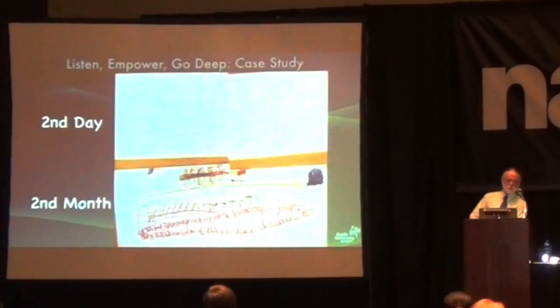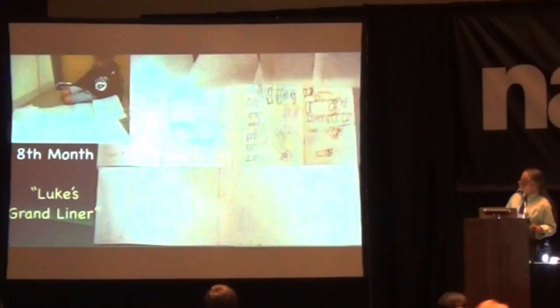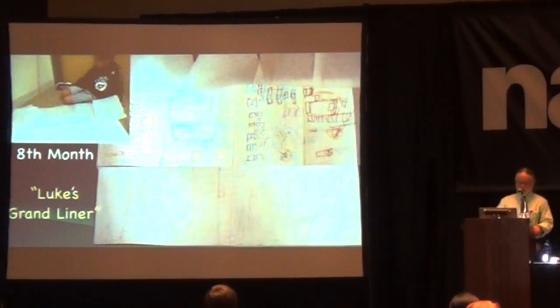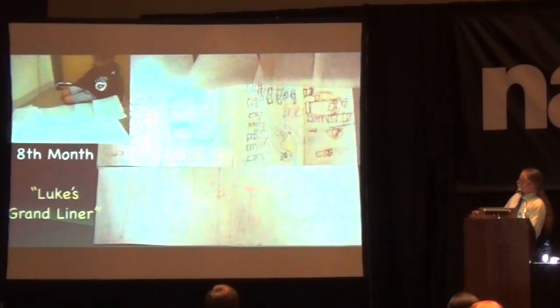So let's quickly revisit his work on the second day. There it is on the second month, and this is the 8th month. That's right, he extended this over the course of the entire year, and this is Luke's grand liner. Luke's grand liner has 3 layers here. There's the top layer, that's the deck, and then midship, and then, actually that's not the right term, the steerage maybe, and then the bottom of the ship.